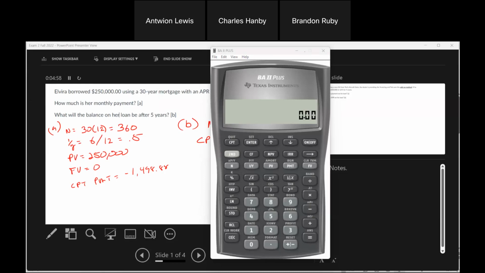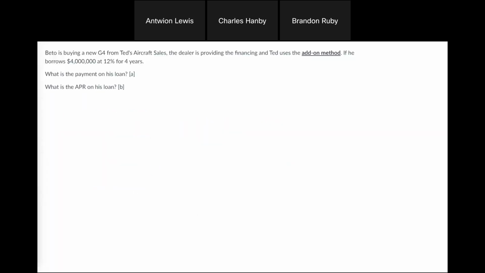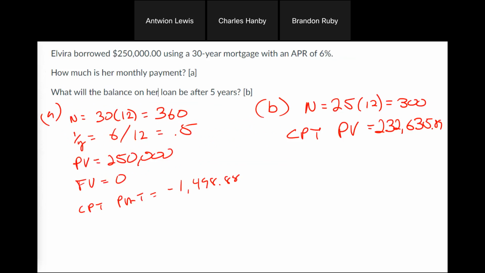How much did you say? Because the calculator's in the view of the problem. Oh, sorry. Yeah, you just move the calculator over. There we go. Sorry about that.